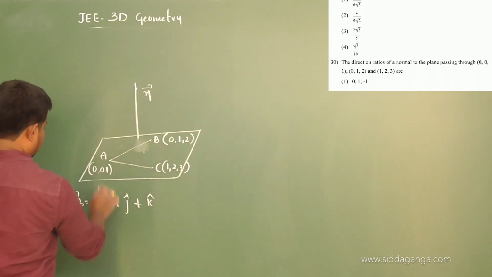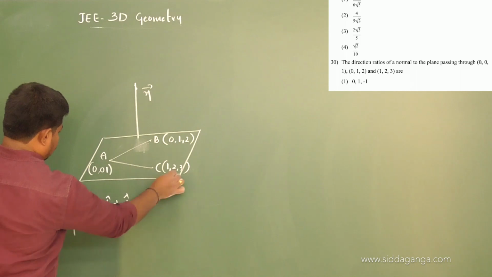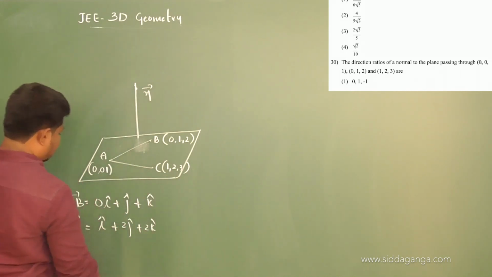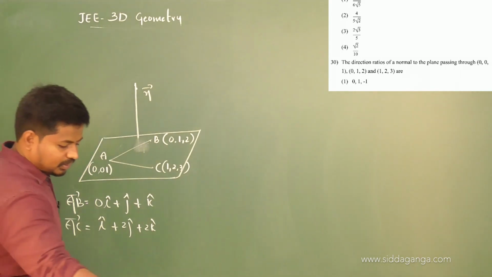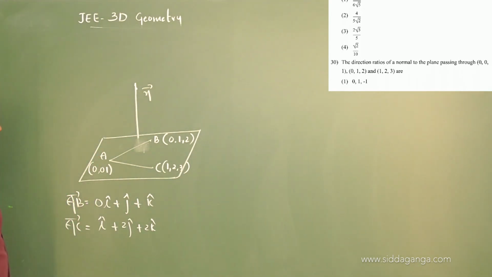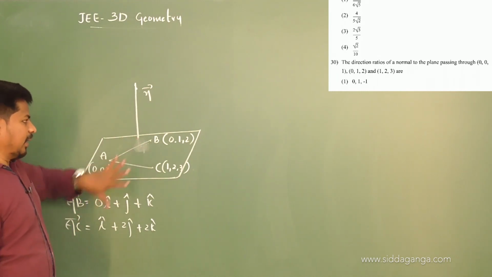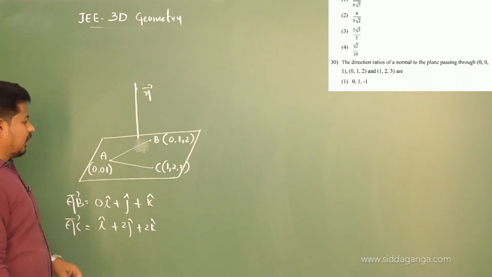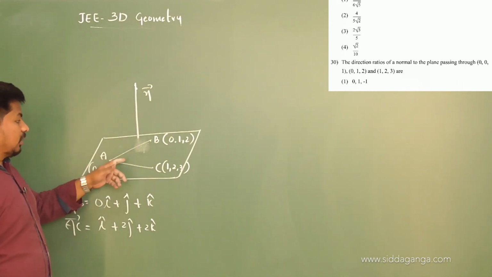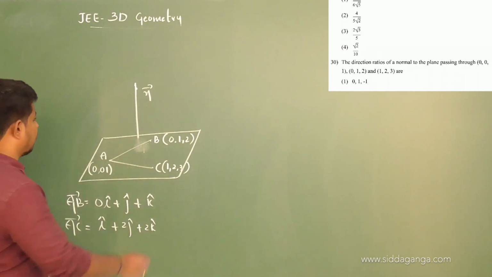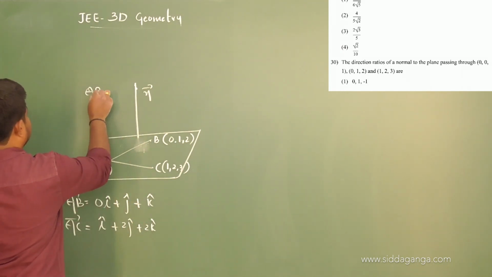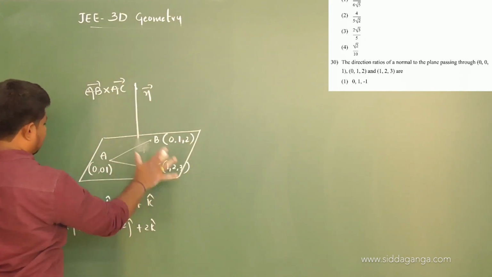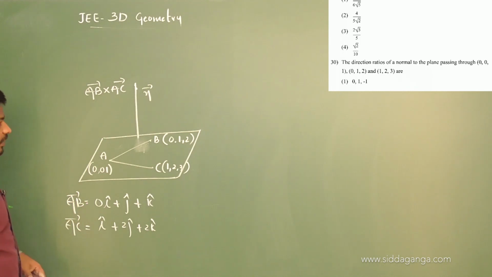And AC is 1 minus 0, 2 minus 0, plus 2k, using the vector joining 2 points. Now these 3 points are in the same plane, right? And I have considered 2 vectors on the same plane. Now the vector perpendicular to the plane is given by AB cross AC, right? AB cross AC will be the vector perpendicular to the plane containing these 3 points. So let me find that AB cross AC.